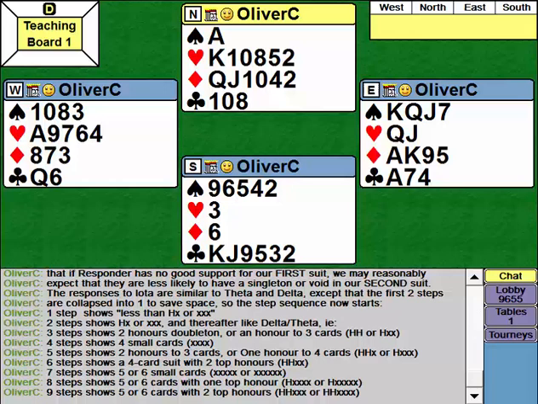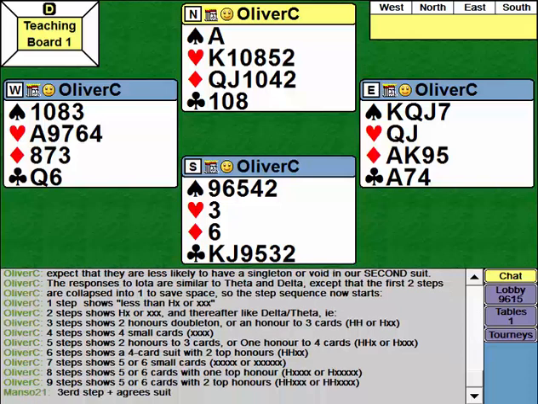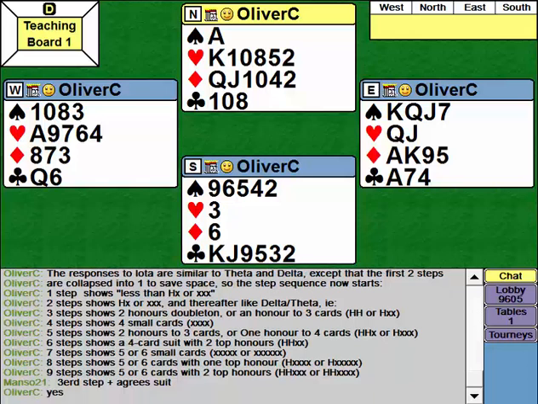So if responder's known to be balanced, then that one-step response effectively shows a small doubleton. That's the only possible holding they can have that is less than a doubleton top honor or three small, because they can't have a singleton or void, they can't have a singleton top honor.